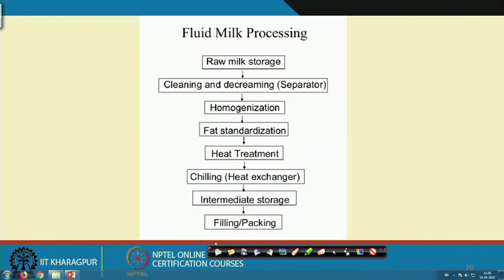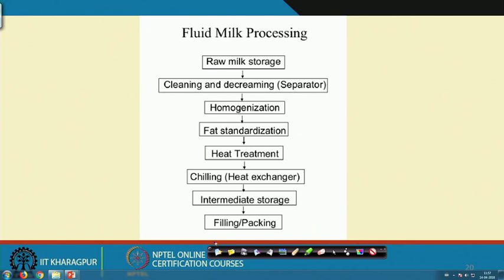So let me clean the board. For fluid milk, we have received raw milk, and from the raw milk storage we have cleaned it or decreamed it, depending on, as we said, the end product you need. Then it is homogenized so that fat particles become uniform at a smaller globular diameter. Then you also do the fat standardization, which also depends on your targeted end product.